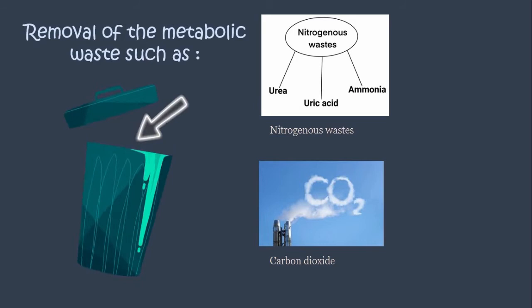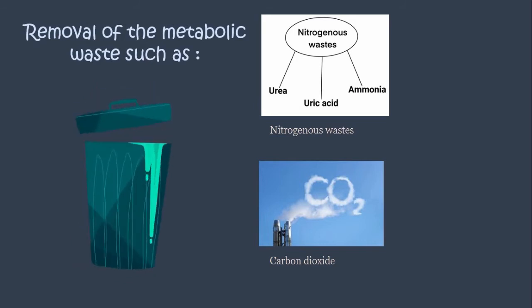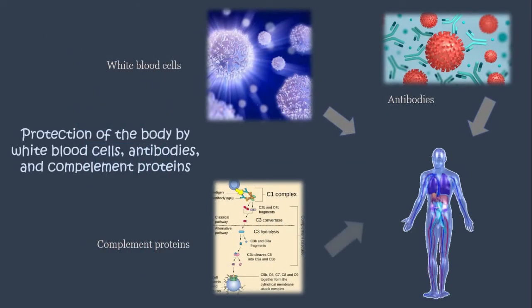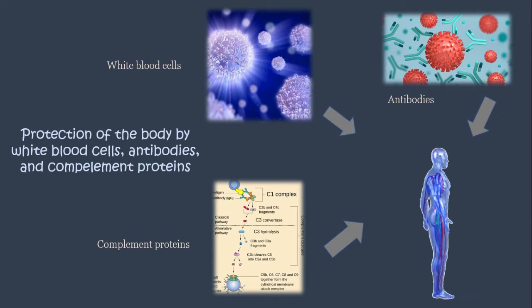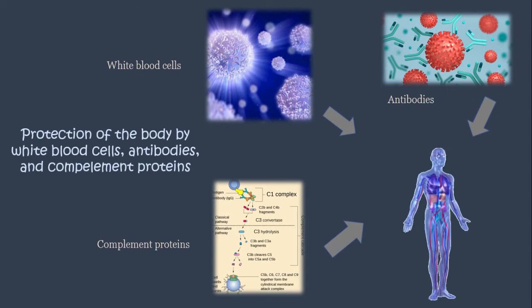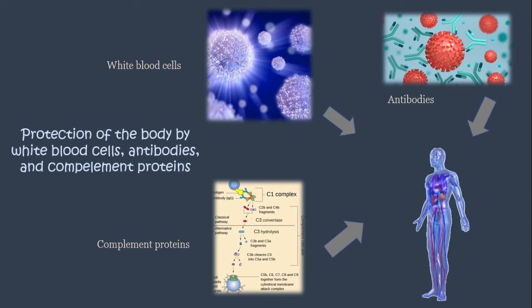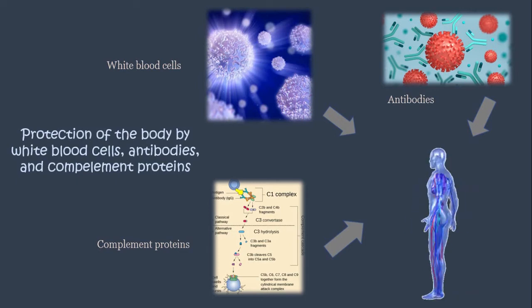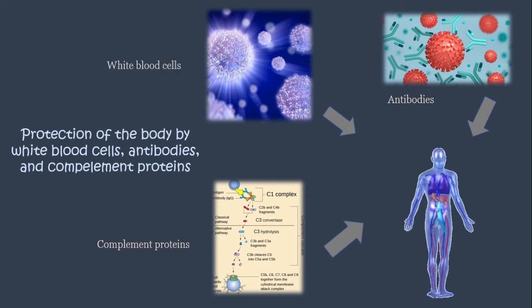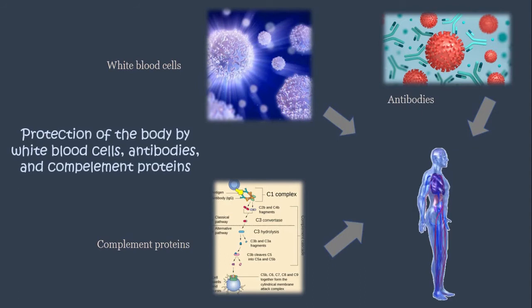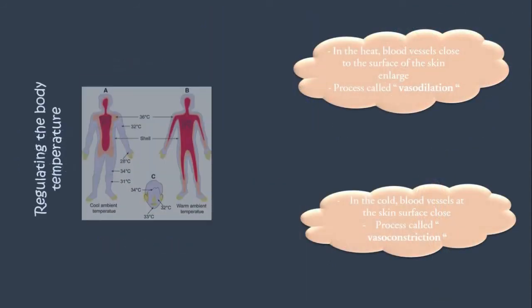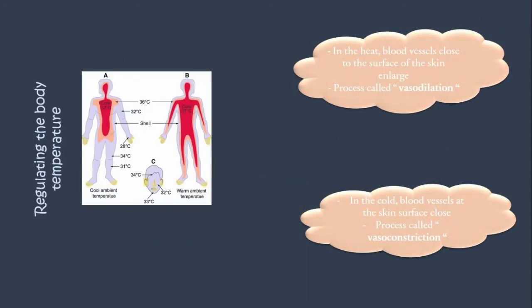Other than that, it can remove metabolic waste such as nitrogenous waste and carbon dioxide. Not only that, the cardiovascular system also functions in protection of the body by white blood cells, antibodies, and complement proteins. The other function that I can find in this cardiovascular system is regulating the body temperature.